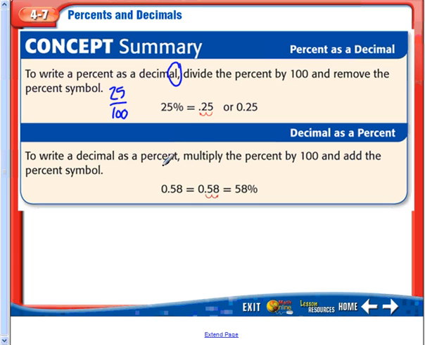To write a decimal as a percent, multiply the decimal by 100 and add the percent symbol. Something to remember here is when we want to find a percent from a decimal, we know that the word percent has an R in it. So we will move the decimal 2 places to the right because we are multiplying the number by 100.